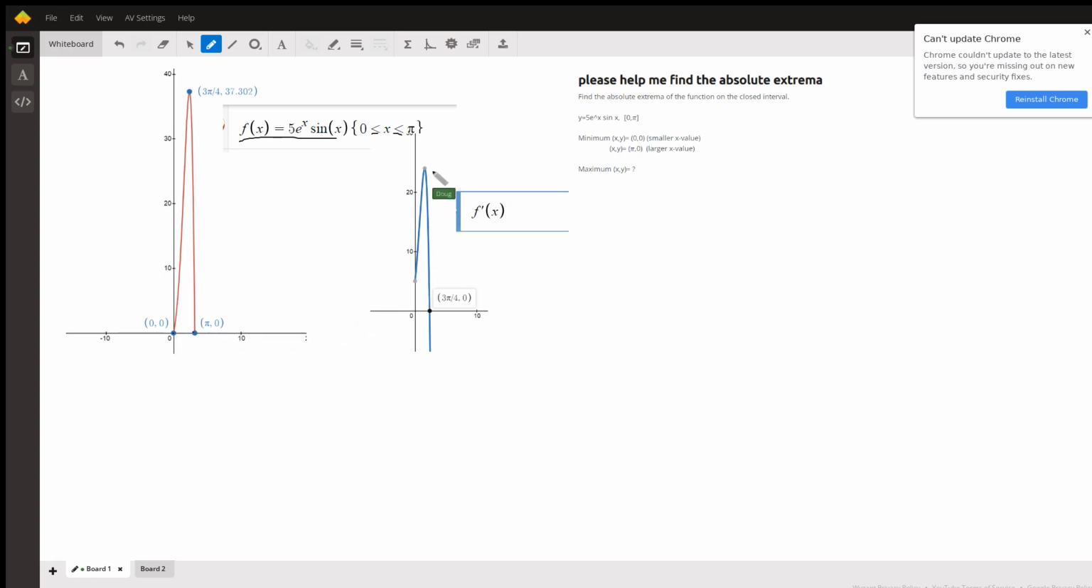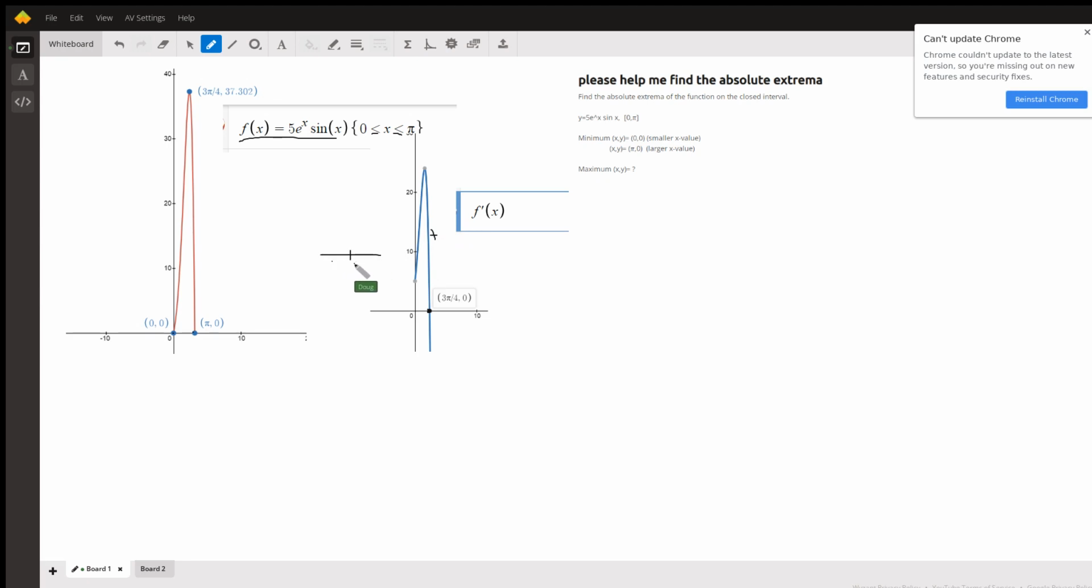So over here I have actually a picture of the first derivative, f prime of x, and you can see it equals 0 at 3 pi over 4. And to the left of 3 pi over 4, the first derivative is positive, above the x-axis. So that means the original function is increasing to the left of 3 pi over 4.